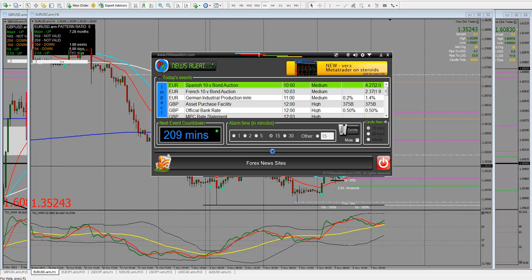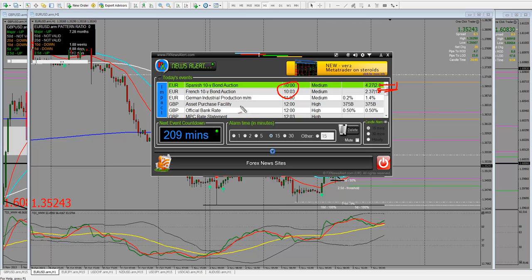So today we have the auctions. That's a strong auction here, and the French bond auction. Both are strong auctions. They move the market about 20-30 pips. So if you are in the market, you could be panicking around 10 o'clock. Wait for the auction results.